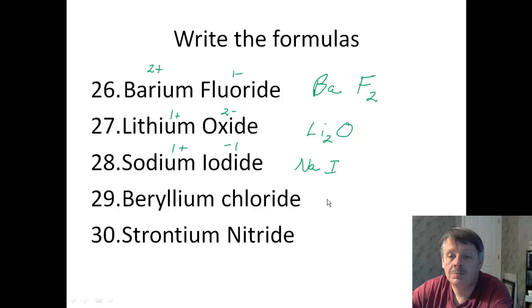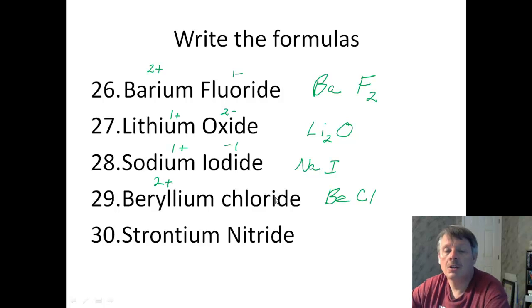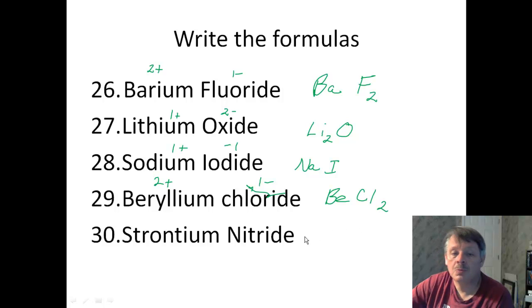Beryllium and chlorine. Beryllium is a 2+. It's an alkaline earth metal, and chlorine is a halogen, so it's a 1-. So I cross them, and I get BeCl2.